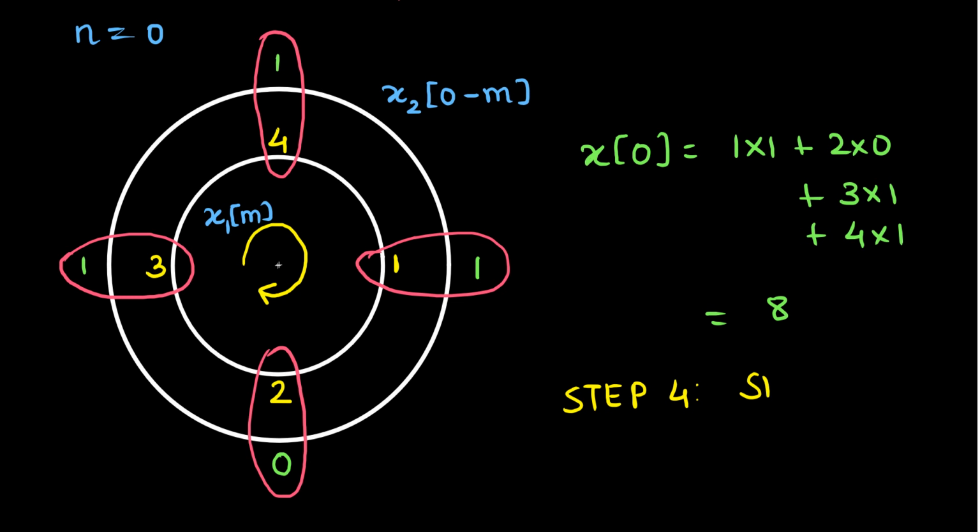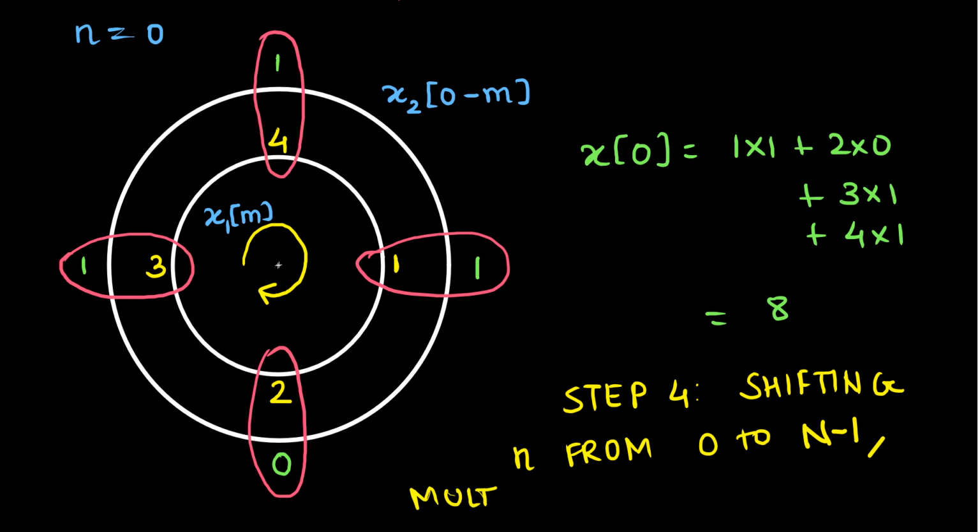So step 4 is shifting n from 0 to n minus 1, then multiplying the corresponding elements and adding. When the value of n is equal to 0, it is simply equal to x2 of -m, and then we multiply the corresponding elements and add them, and this gives us the value of x of 0.